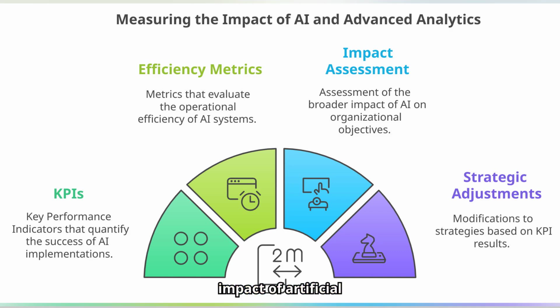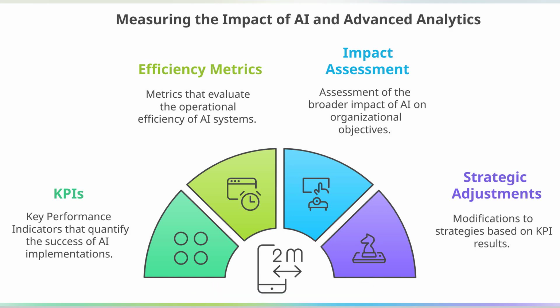Today we will explore the most important key performance indicators, KPIs, to measure the efficiency and impact of artificial intelligence, AI, and advanced analytics in organizations. Implementing AI can transform your business, but measuring its success is critical to justify investments and adjust strategies. The image summarizes the main KPIs in 3 categories: operational efficiency, customer experience, and return on investment. If you want to learn how to evaluate the real impact of AI on your business, stay until the end of the video.